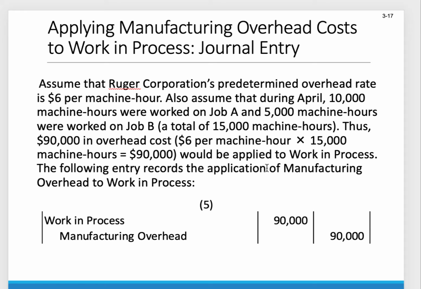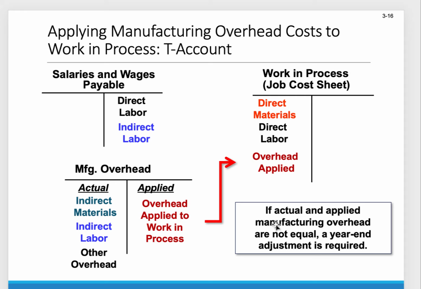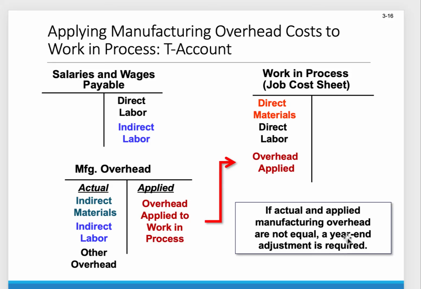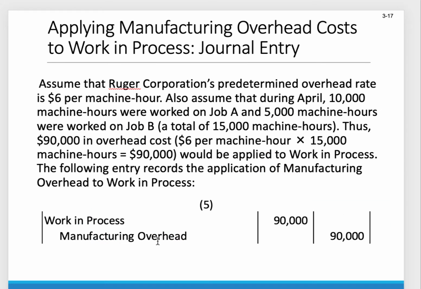Okay, we're going to debit WIP. Why? Because debit's an asset. We increase assets with a debit. That's why we saw this left side here. This is the debit of overhead applied. We're going to credit manufacturing overhead, $90,000. Why? Because the applied side is the right side, or the credit side. Okay?